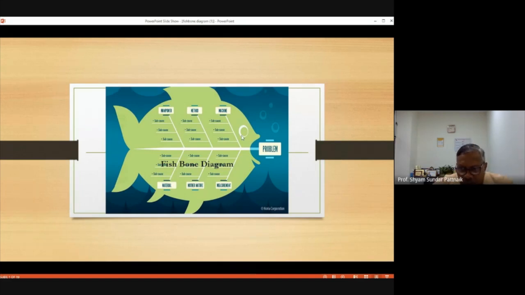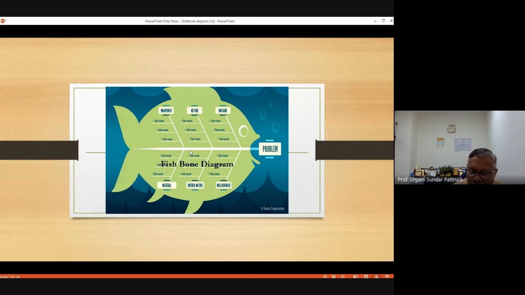This is not very difficult, but it is a good approach to solve your problem and mainly for continuous improvement. So the IQAC center can follow this fishbone diagram and accordingly take care of their requirement. So the main problem which is to be addressed, I have one example beyond this also, is to be kept at the mouth of the fish, that is in the forward direction.